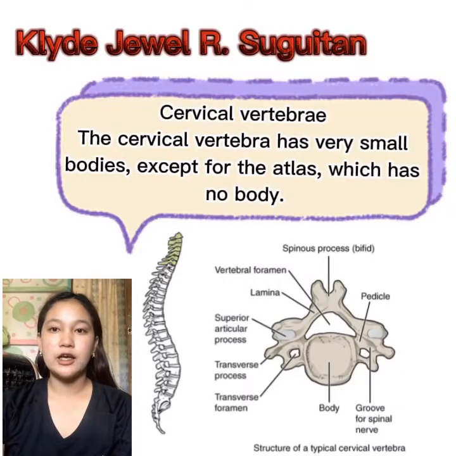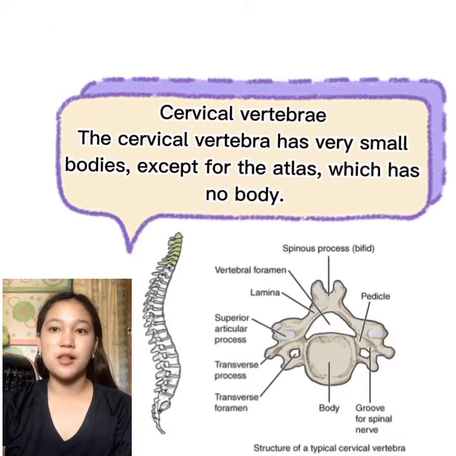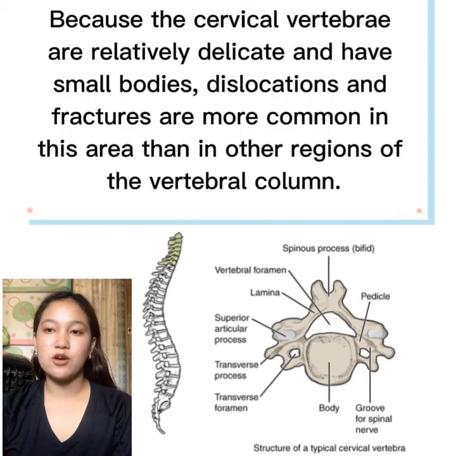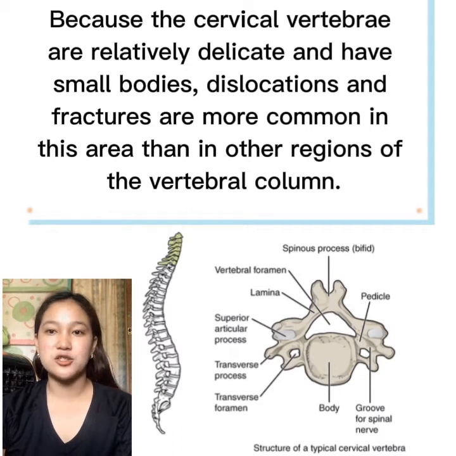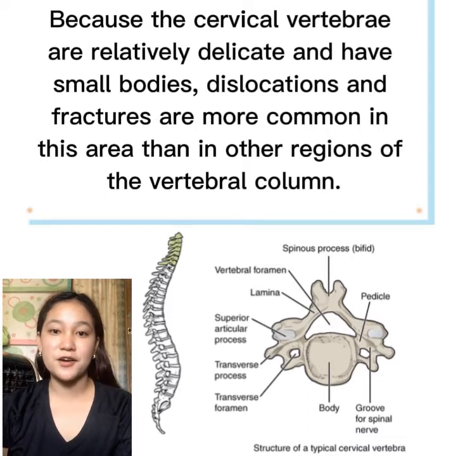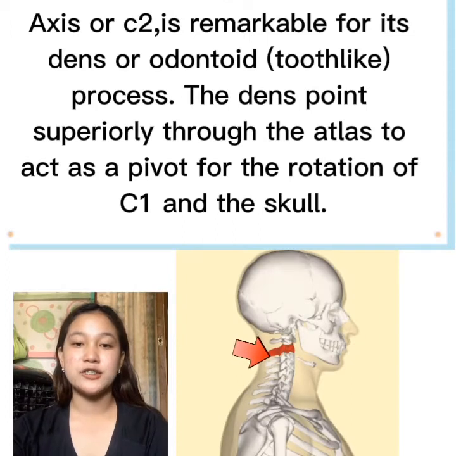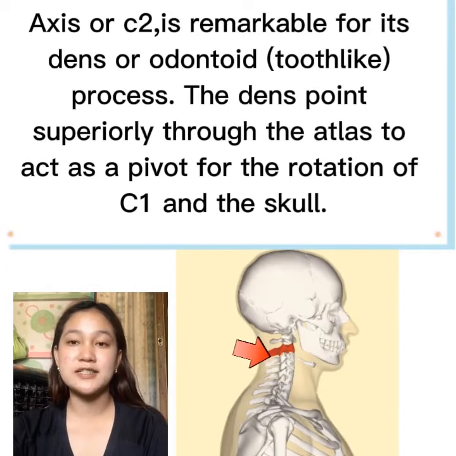Cervical vertebrae. The cervical vertebrae have very small bodies except for the atlas, which has no body, because the cervical vertebrae are relatively delicate and have small bodies. Dislocation and fractures are more common in this area than in other regions of the vertebral column. The axis, or C2, is remarkable for its dens, or odontoid, tooth-like process. The dens points superiorly through the atlas to act as a pivot for the rotation of C1 and the skull.